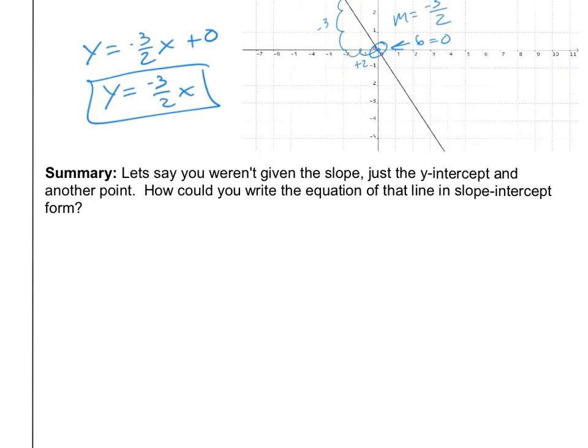All right. Let's say you weren't given the slope, just the y-intercept, so kind of like this point here that we have, and then another point. How could you write the equation of that line in slope-intercept form? So I want you to think about that. Think about the last notes, what you could do if you had the y-intercept and another point, and how you could end up writing that equation of the line. We're going to play with that idea in class.